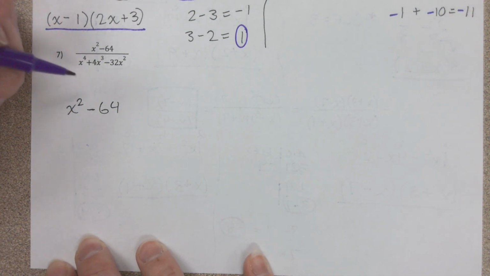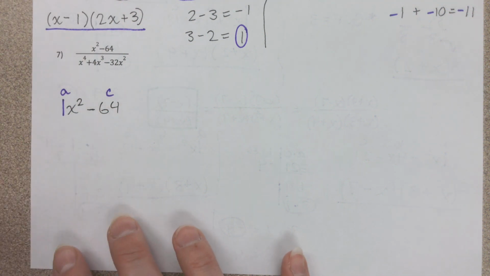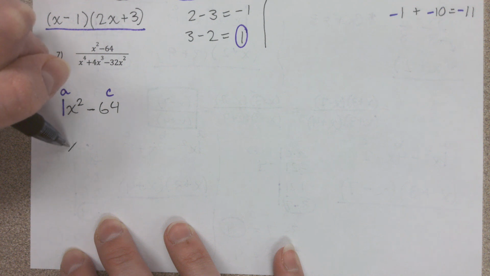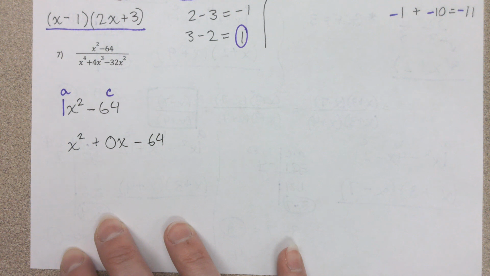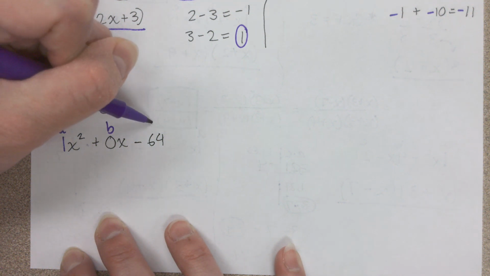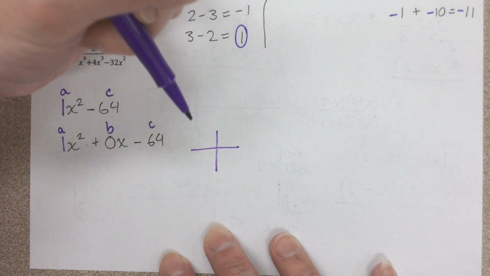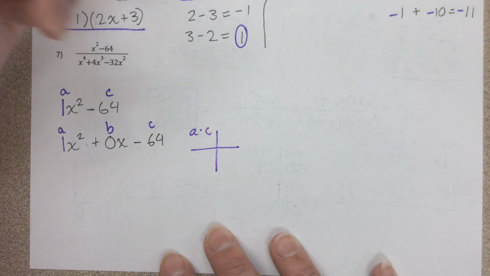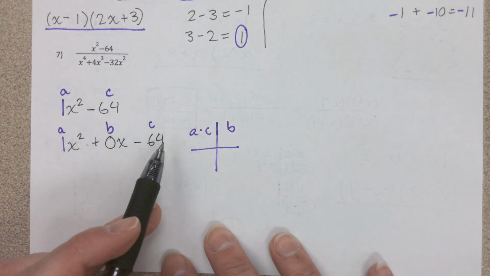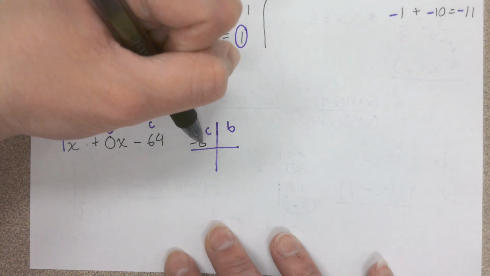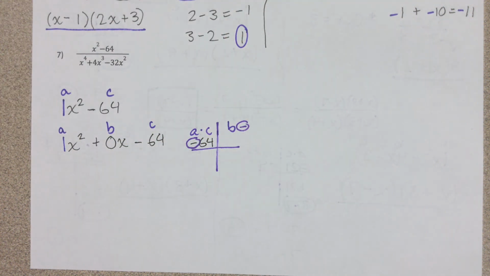So we have 1 in front, so we have A and C. And again, if it helps, I'll rewrite it with B as 0. We have x squared plus 0x minus 64. We have A, B, C. Now we can see the B, it's a 0. For our ACB chart, we have A times C on the left and B on the right. A times C, 1 times negative 64, that's negative 64. And since it's negative, we're subtracting on this problem.